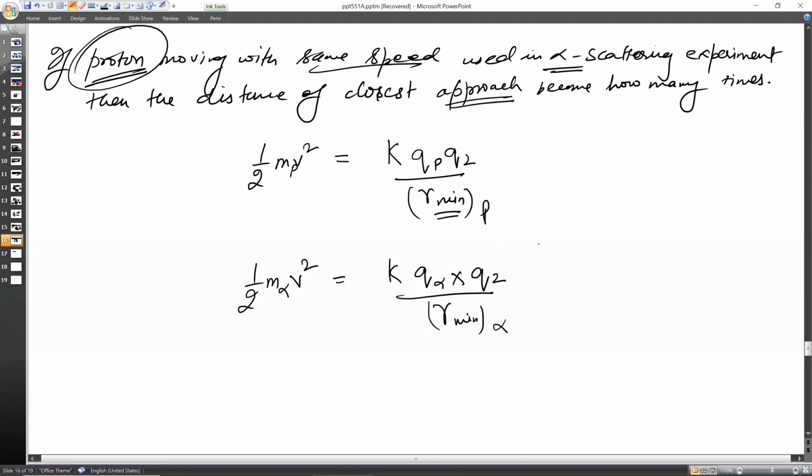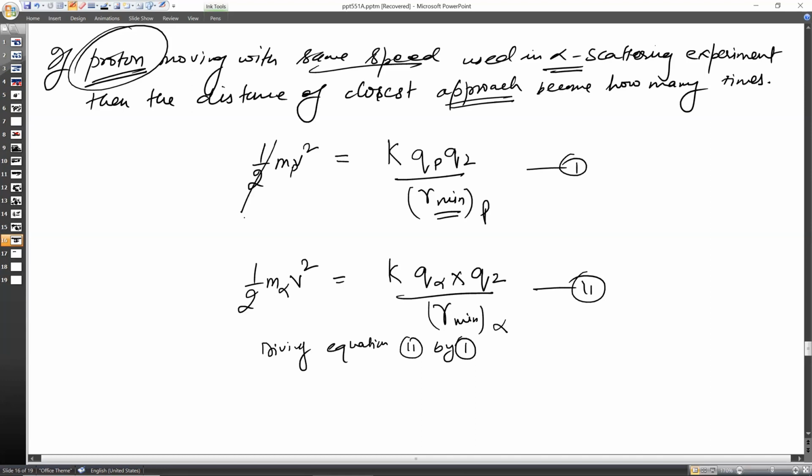Alpha particle. Okay. Now we are just dividing the first equation by the second. This is the first equation. Second equation. Dividing the first equation by, or we can divide the second equation by the first. Okay. What will you get here?